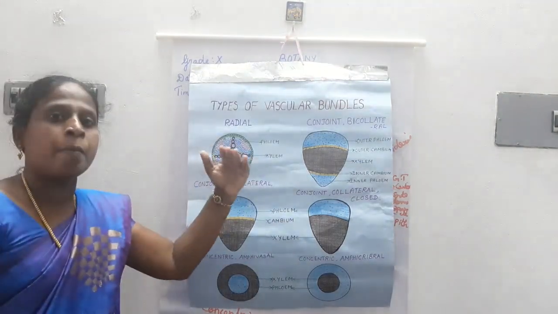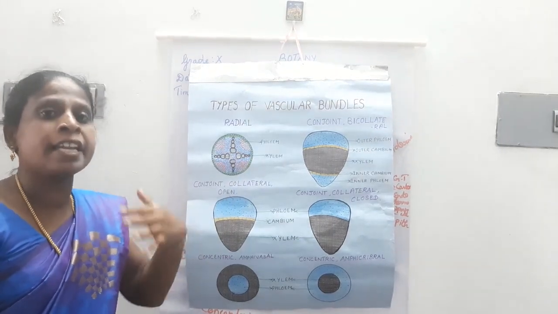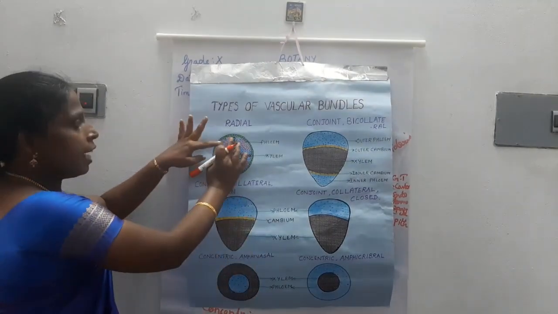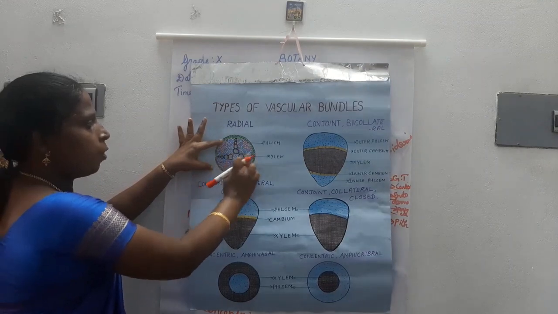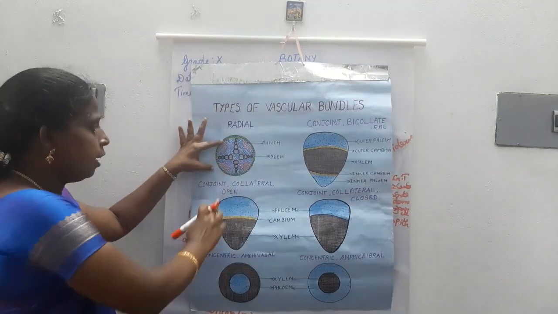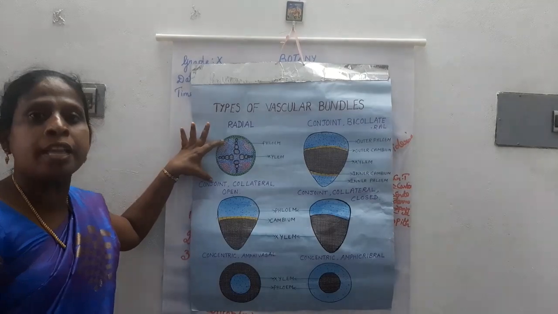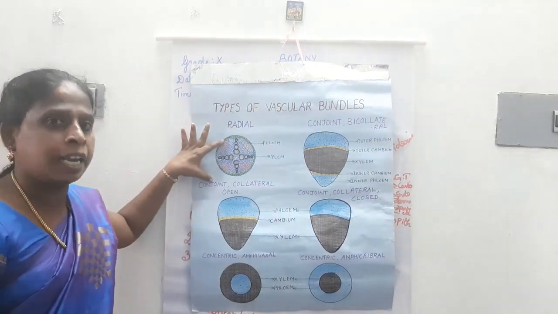Here the xylem and the phloem are arranged in the same radii. In the radial vascular bundle, xylem and phloem are arranged in different radii. In the conjoined vascular bundle, they are arranged in the same radii.